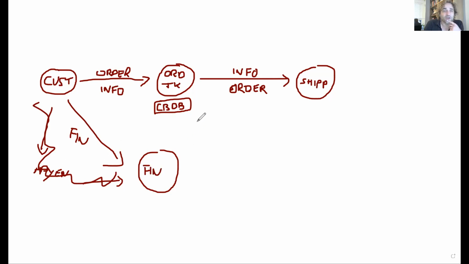So some information about payment is going to the financial department, and the financial department should probably send this to the order department, because you probably only want to ship the order once the transaction is successful. So if the payment is a success, that is sent to the order department, and then the order says to the shipping department, here is your order, go ahead. And then the shipping department sends the product to the customer.